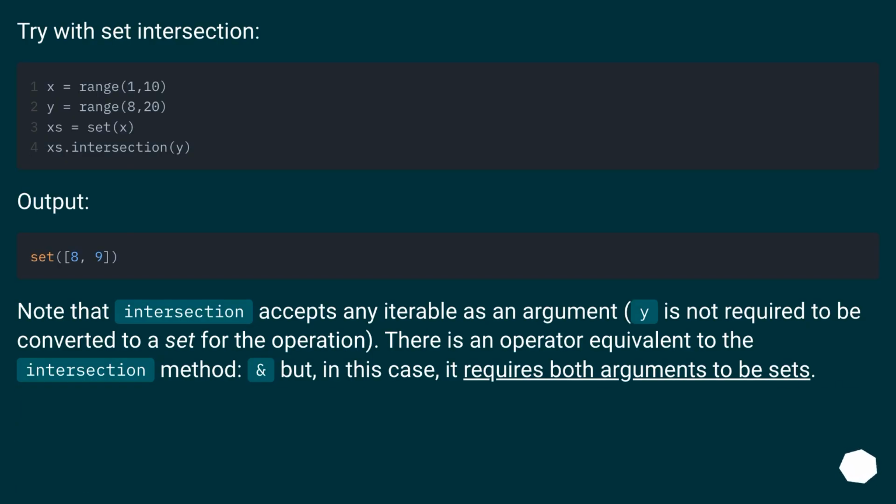Try with set intersection. Output. Note that intersection accepts any iterable as an argument. Y is not required to be converted to a set for the operation. There is an operator equivalent to the intersection method, but in this case, it requires both arguments to be sets.